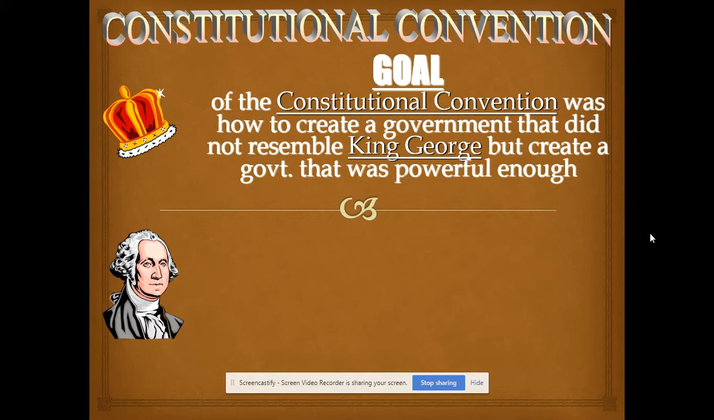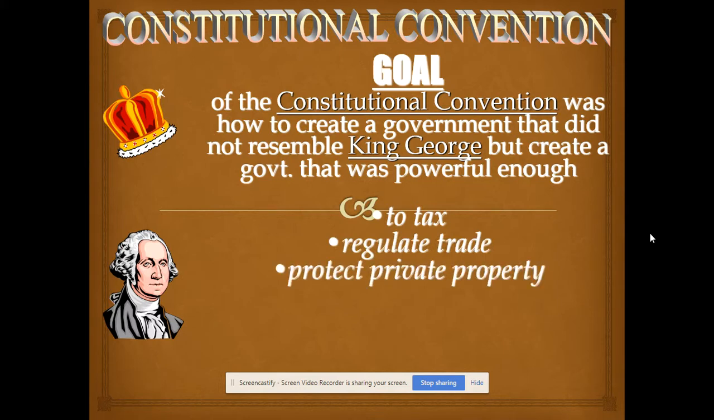Okay, so you'll have some things left up to the states, and you still have that way today, and then some things left up to the federal government. So we'll see how that balance kind of plays out. But the Constitution is going to create the power to tax. It is going to create the power to regulate trade. It is going to create the power to protect private property, okay, which the Fifth Amendment does. But there's kind of an exception to the Fifth Amendment.